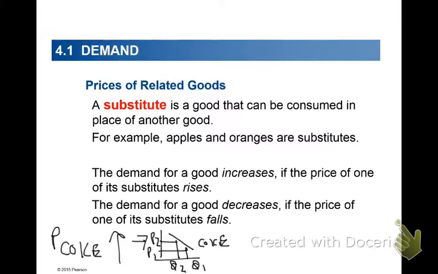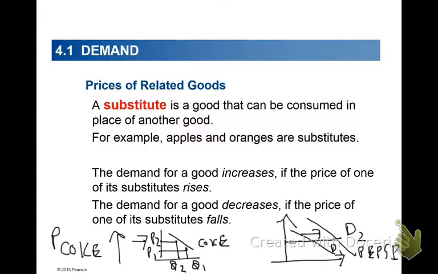Now, if the price of Coke goes up and the quantity demanded for Coke goes down, what happens to the demand for Pepsi? We argue that if Pepsi and Coke are substitutes, with the same price of Pepsi, the demand for Pepsi is now going to go up. It is going to shift to the right.